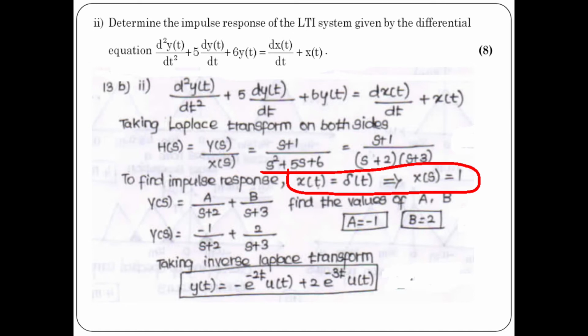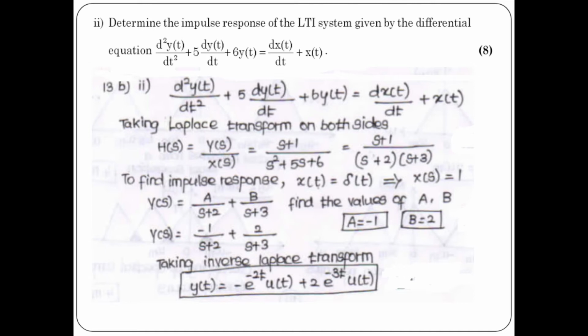First of all, take the differential equation as given in the problem. Take the Laplace transform on both sides. Combine X(s) coefficients and Y(s) coefficients, and we will get the expression Y(s) by X(s) is equal to (s plus 1) divided by (s square plus 5s plus 6), which is equal to (s plus 1) divided by, separating s square plus 5s plus 6 as (s plus 2) into (s plus 3).